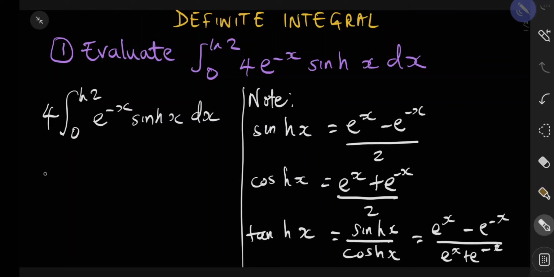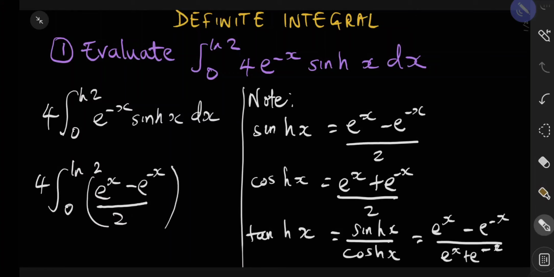So we are going to rewrite our question. Now we have 4, and sinh x is this, e raised to power x minus e raised to power minus x divided by 2, everything multiplied by this expression, then dx.